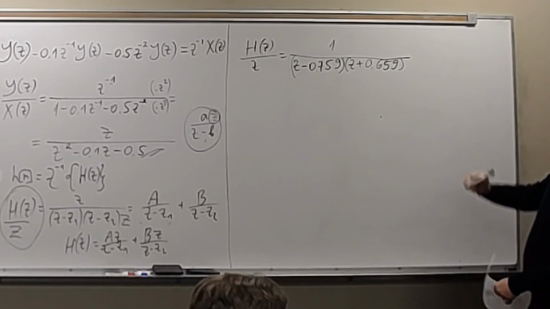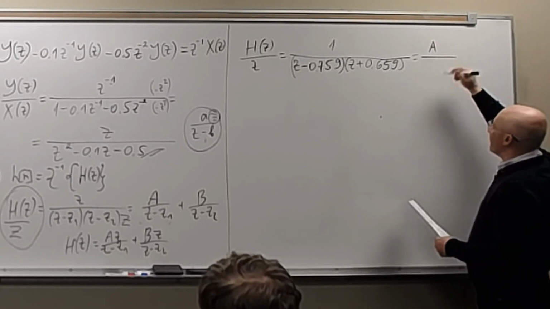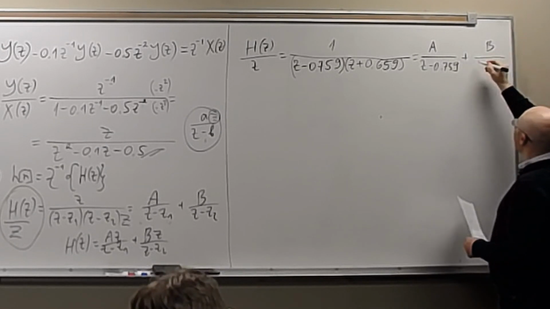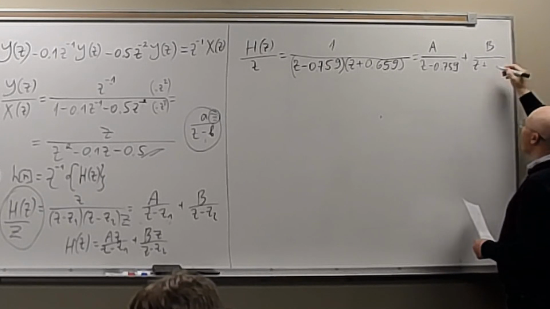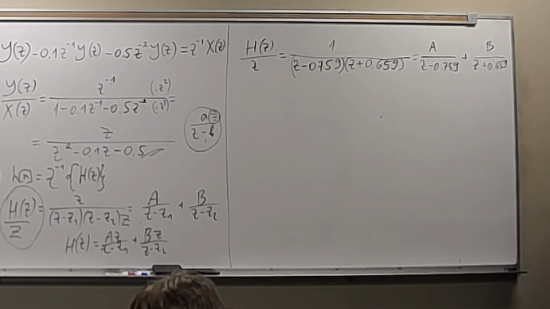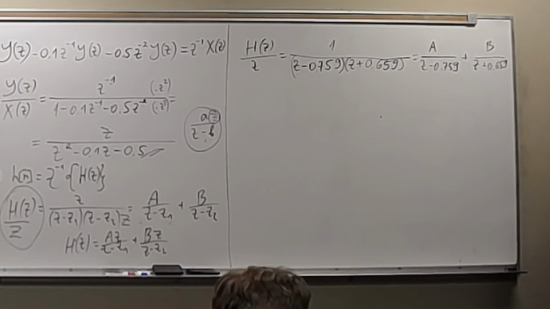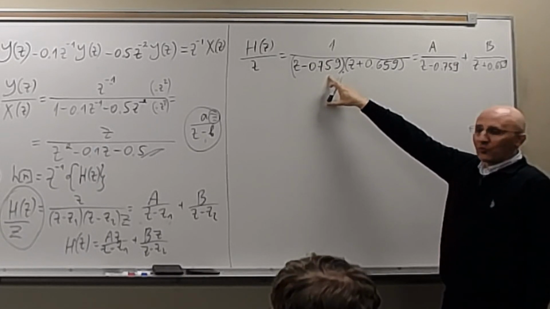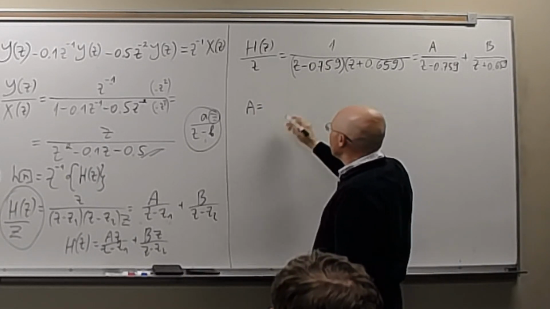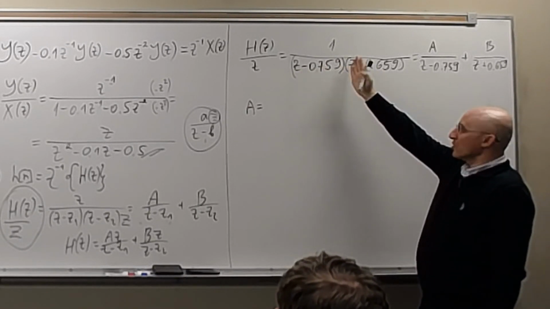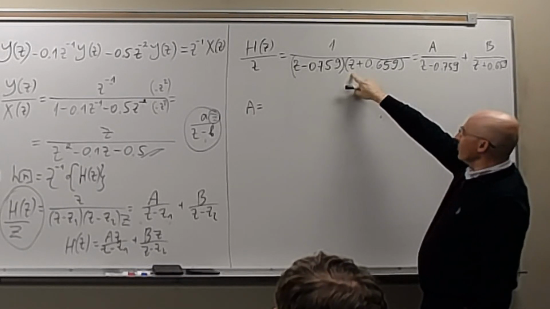Okay? Now we write that as A divided by Z minus 0.759 plus B divided by Z plus 0.659. And we need to find A and B. Do you remember the formula, how you find it? First of all, you're taking Z equals to this one, right? So A equals, taking Z equals to this one, and then canceling that part. Just removing, deleting it, and putting that Z here.